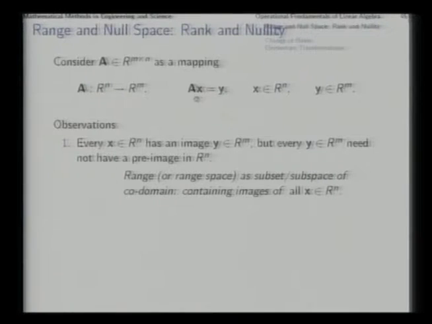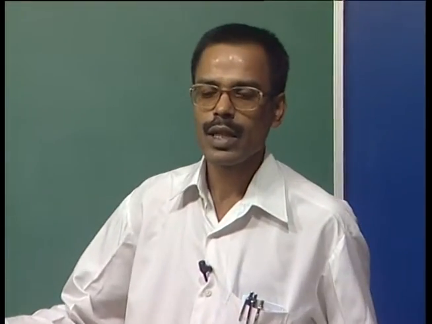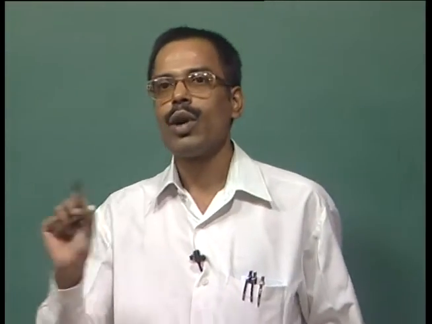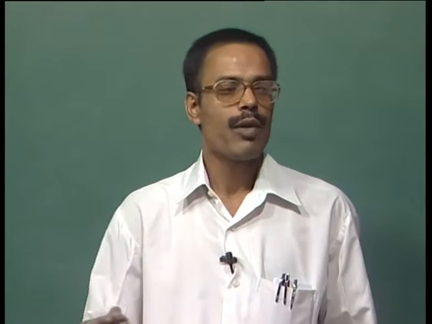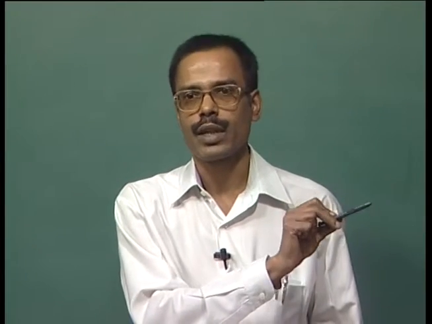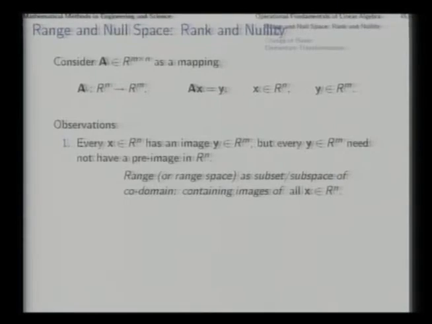Now, then we can talk of those vectors in Rm for which there is some x, and the set of all these vectors is called the range space or the range. So, we find that the range space is a subset, also a subspace of the codomain containing images of all x. That means, Rm could be a larger set, and then we can single out all those members in Rm which come as a result of multiplying the matrix A to all the vectors in the domain which is Rn, and this subset of the codomain is called the range. That is the range of the linear transformation.